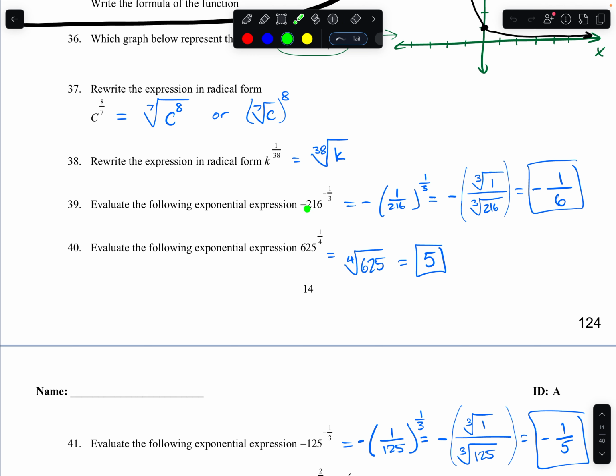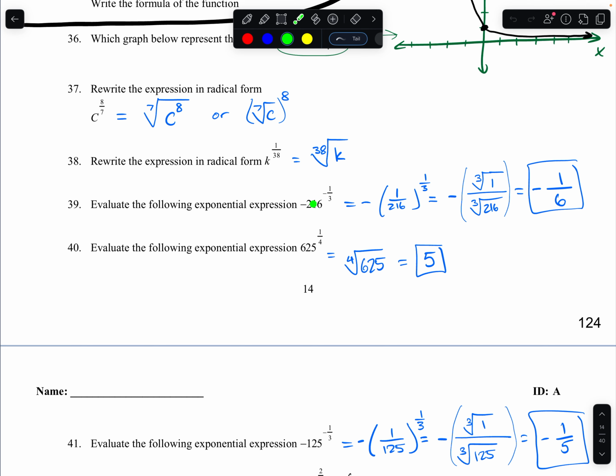Number 39, we have negative 216 to some power. Now this means a -1 times 216 to the power of -1/3. Remember that multiplying comes after exponentiation. So this -1 here, if there were parentheses around it, it would be a different story. But there's no parentheses around this -1. So we are going to exponentiate the 216 and then multiply our answer by -1.